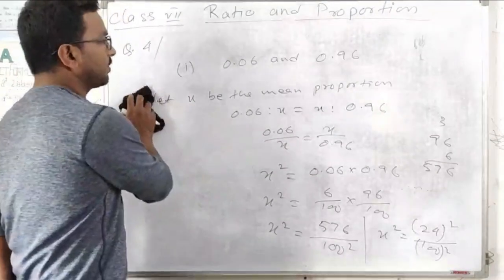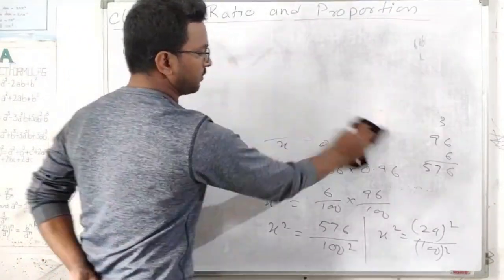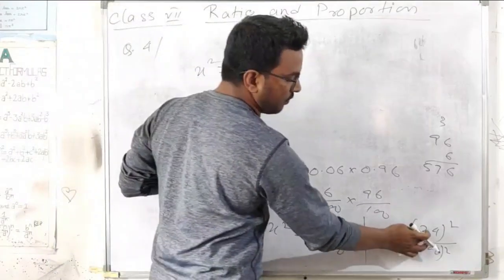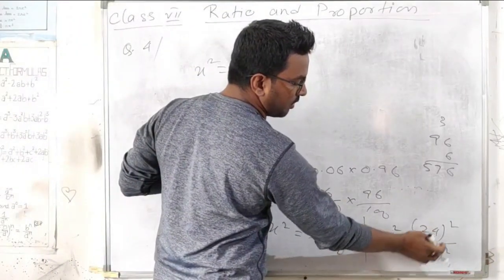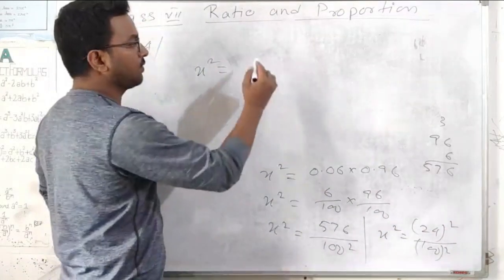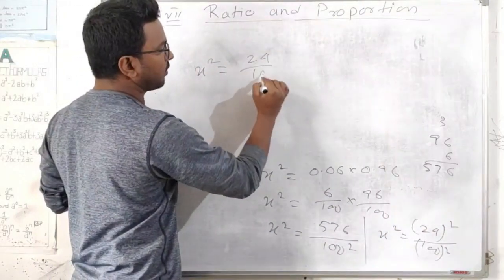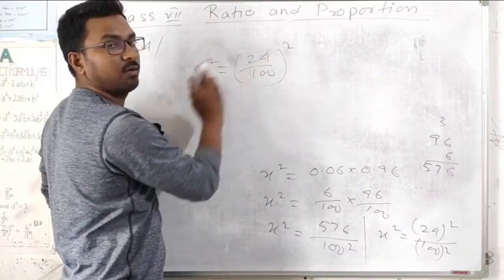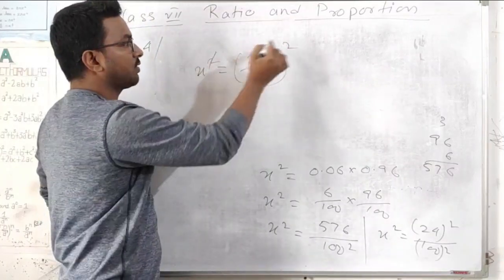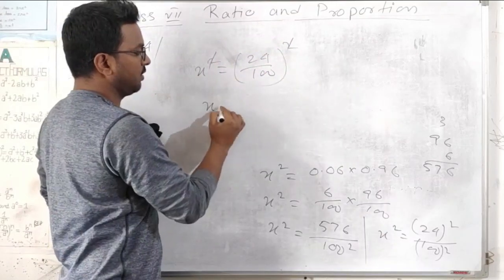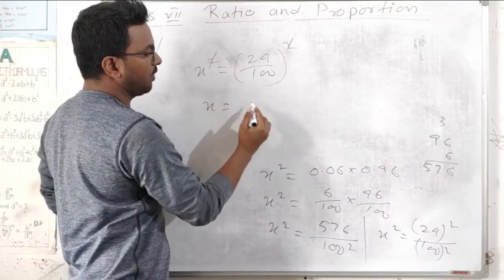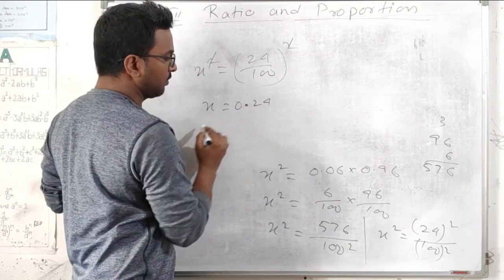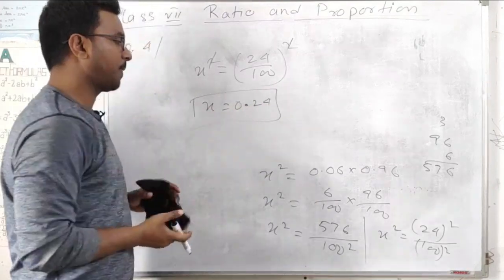So what will be the value of x? You can write x square equals, see, 24 square and here 100 square. So square is common. So what will we write? 24 by 100 and square. So we know that the square will get cancelled. So the square will get cancelled. So x is 24 divided by 100, it will become 0.24. Okay, so the value of x is this.